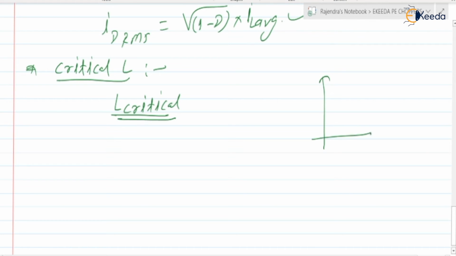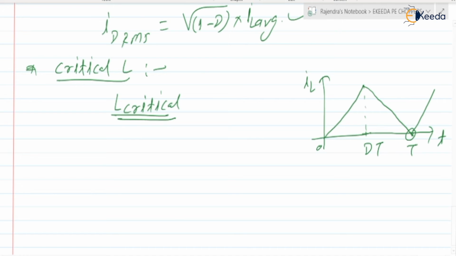Here, time T 0 to dT, dT to T. This is IL. When the switch is turned on, the inductor current goes on increasing from 0. It will reach the maximum value and again reach the 0 value, and after this it will start increasing again. So it is just continuous. The minimum value of inductor current is 0, the maximum value let us consider as I max. And delta IL is equal to I max only, right?